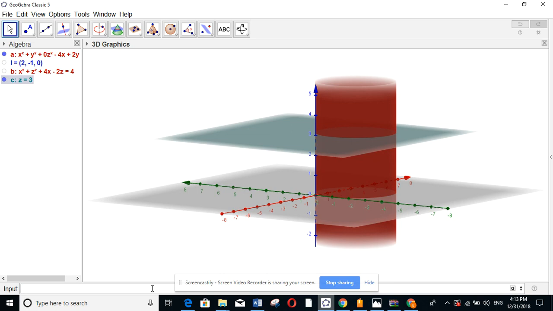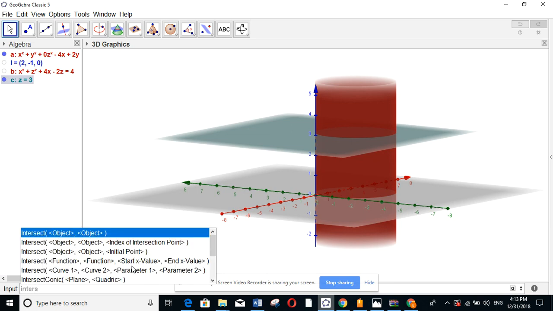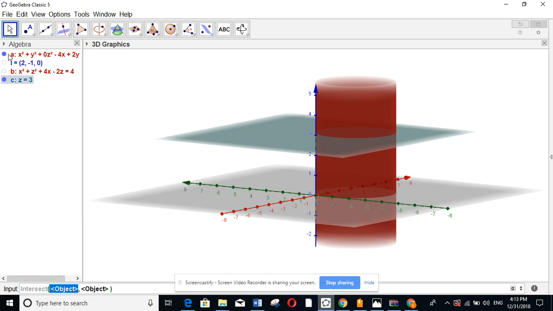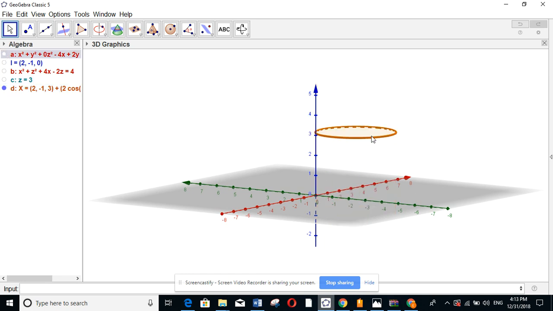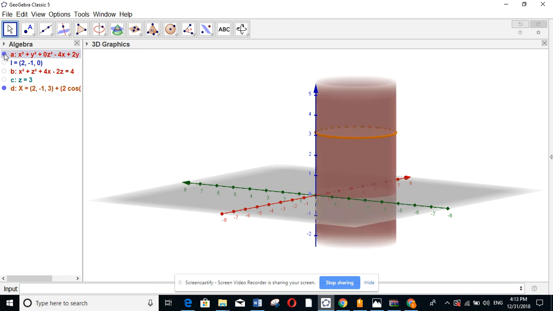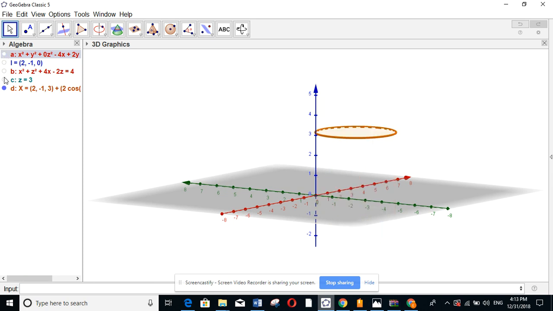So if you write intersection between object a and object c, what are you going to get? Let me delete everything except the object. You're going to get a circle. So the circle here is the intersection of this cylinder with this plane.